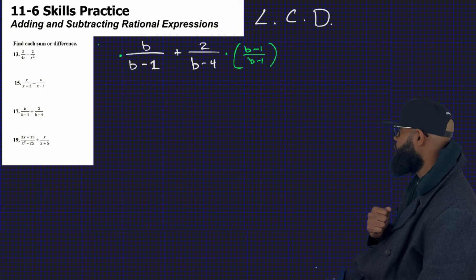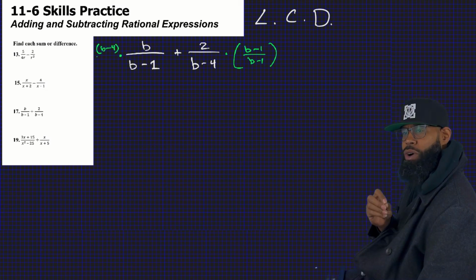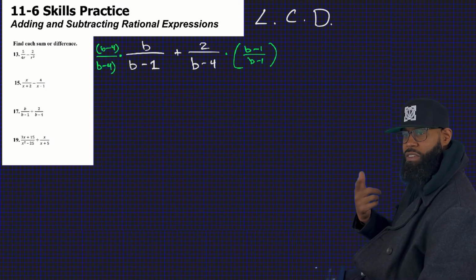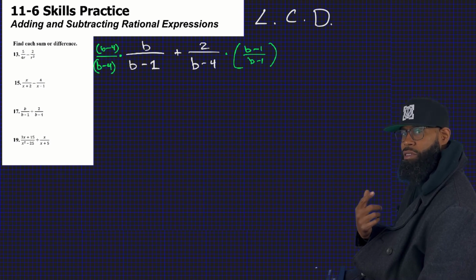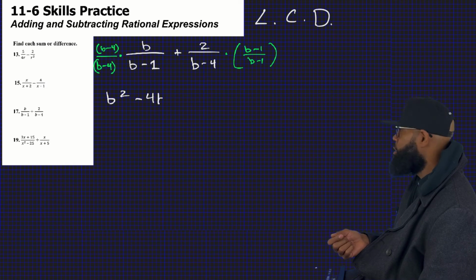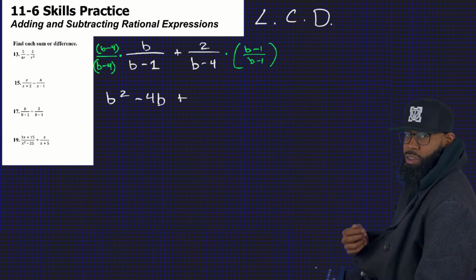I'm not going to use blue again, but it was so nice when it was blue on one side and green on the other side, because it really gave the visual understanding of what we were doing to rewrite our rational expressions so that they had a common denominator. It's okay, you get it.